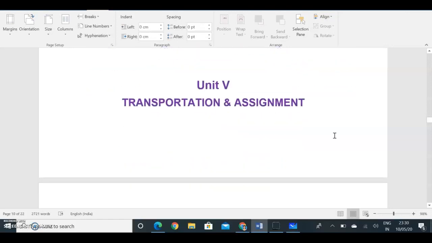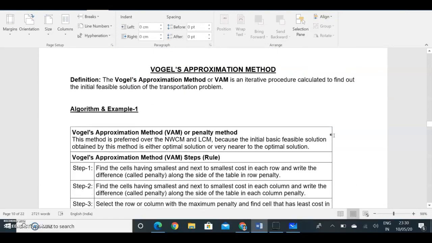Lecture on transportation and assignment: the Vogel's approximation method. The definition: the Vogel's approximation method is an iterative procedure calculated to find out the initial feasible solution of the transportation problem. This method is always preferred more than the Northwest corner rule method or the least cost method, because the initial basic feasible solution obtained by this method is either an optimal solution or very near to the optimal solution.